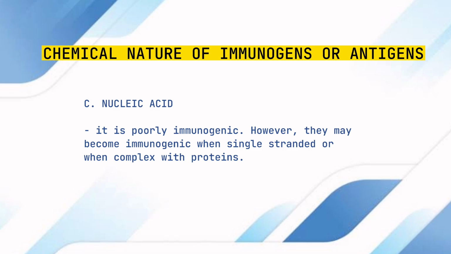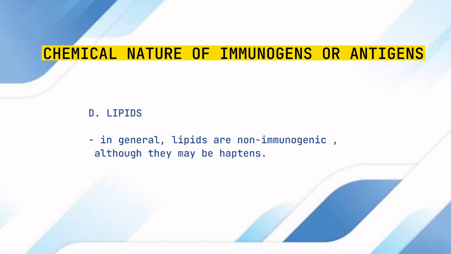Next is nucleic acid. It is poorly immunogenic. However, they may become immunogenic when single-stranded or when complexed with proteins. Lastly, we have lipids. In general, lipids are non-immunogenic, although they may be haptens.